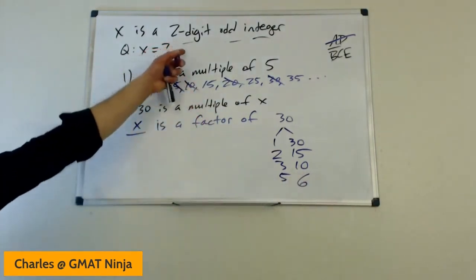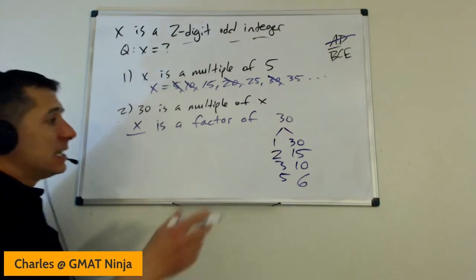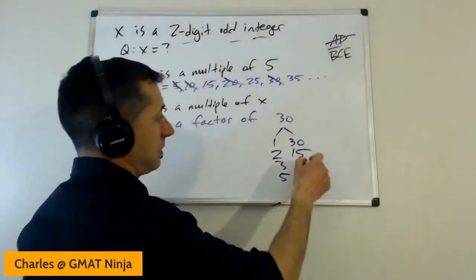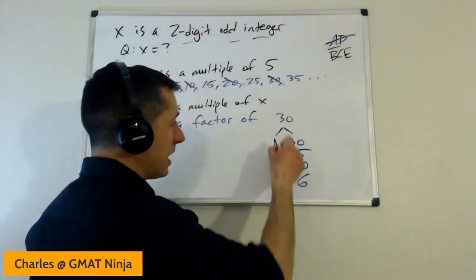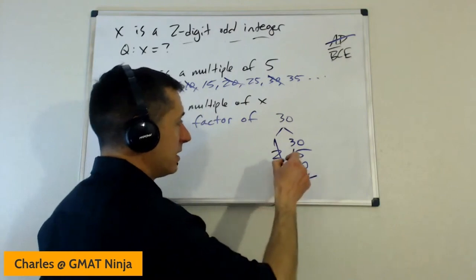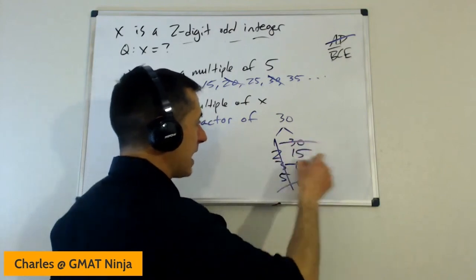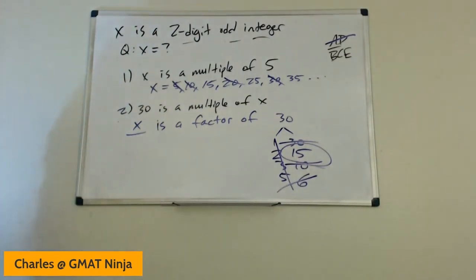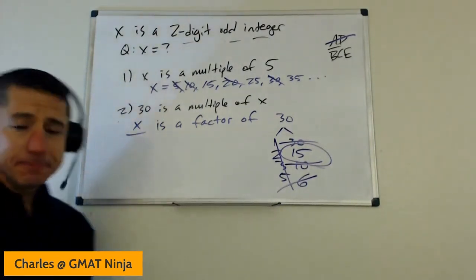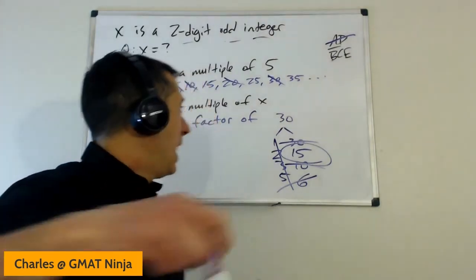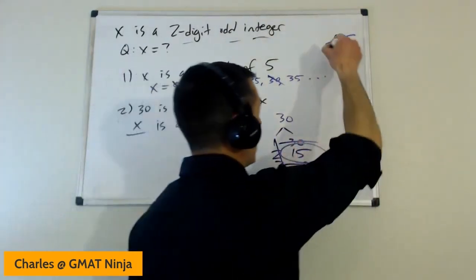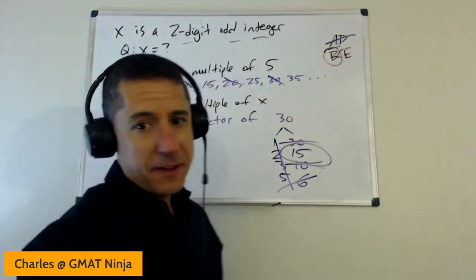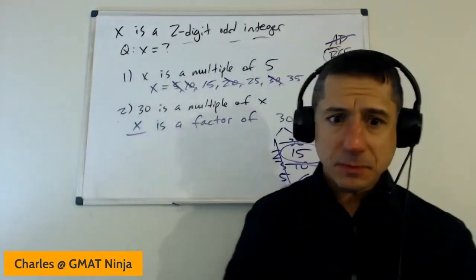2-digit odd integer. So 2 digits, so not these guys. Odd, not these guys. X has to be 15. That's the only factor here of 30. That is 2 digits and odd, and B is your answer. Fun times. Okay.